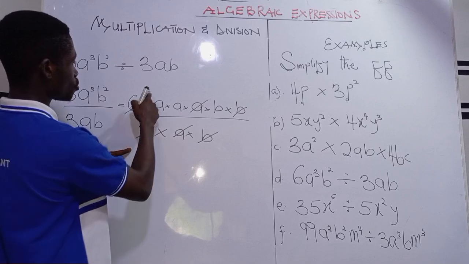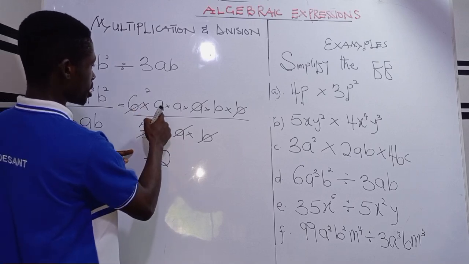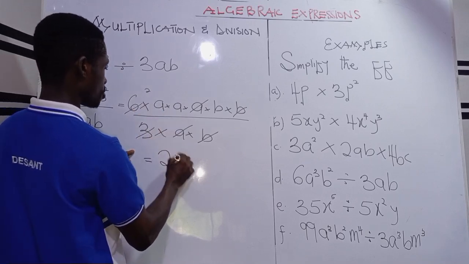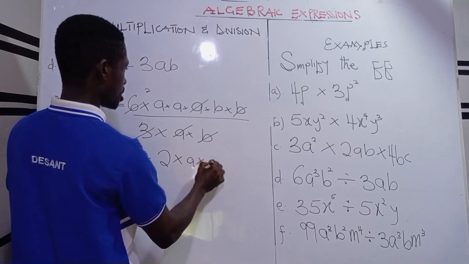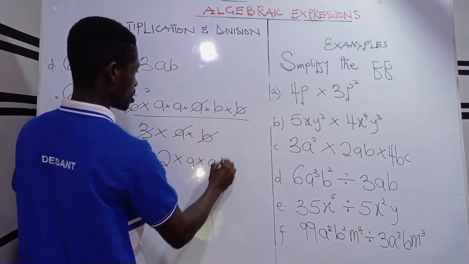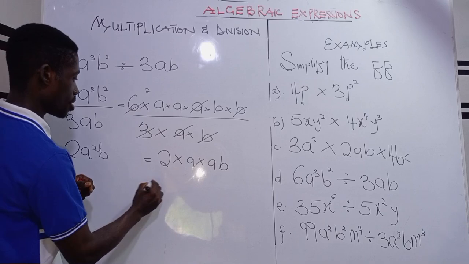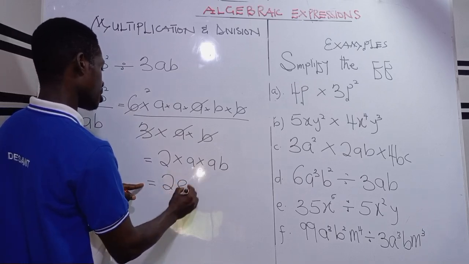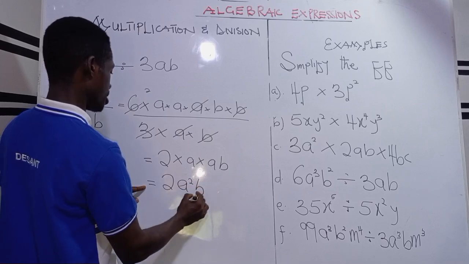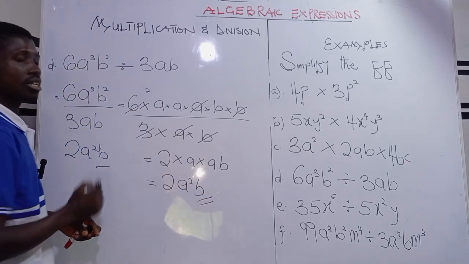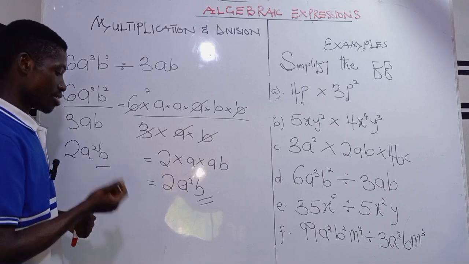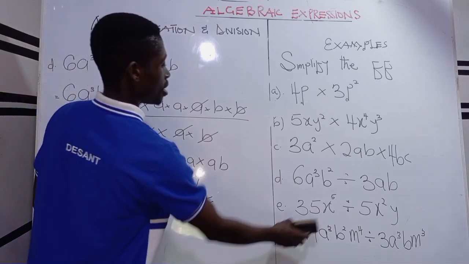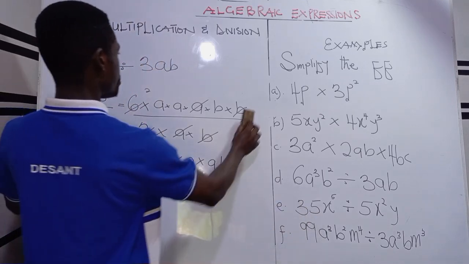So we are left with 2 times a times a. So we have 2 times a and then times what? B. So when we simplify, we are going to get 2a times a, which will give us what? A squared and then b. This is the same as the answer we had in the first step. Very, very good. Let's look at example E.